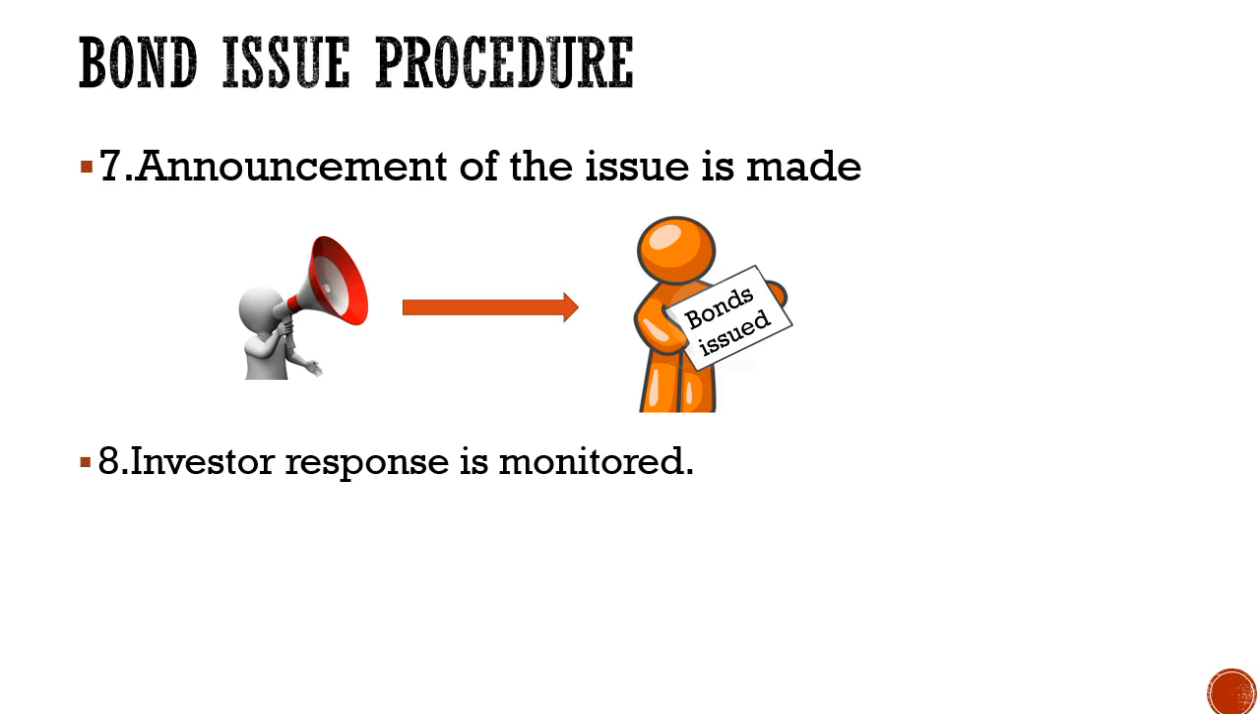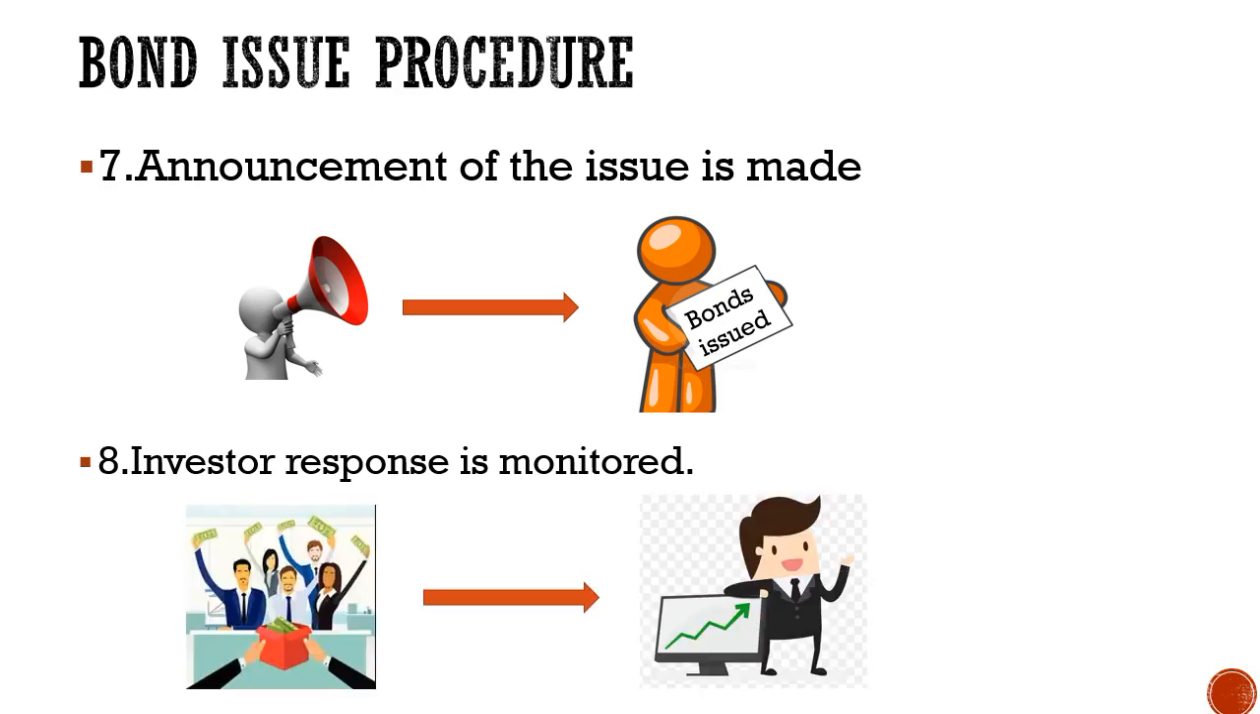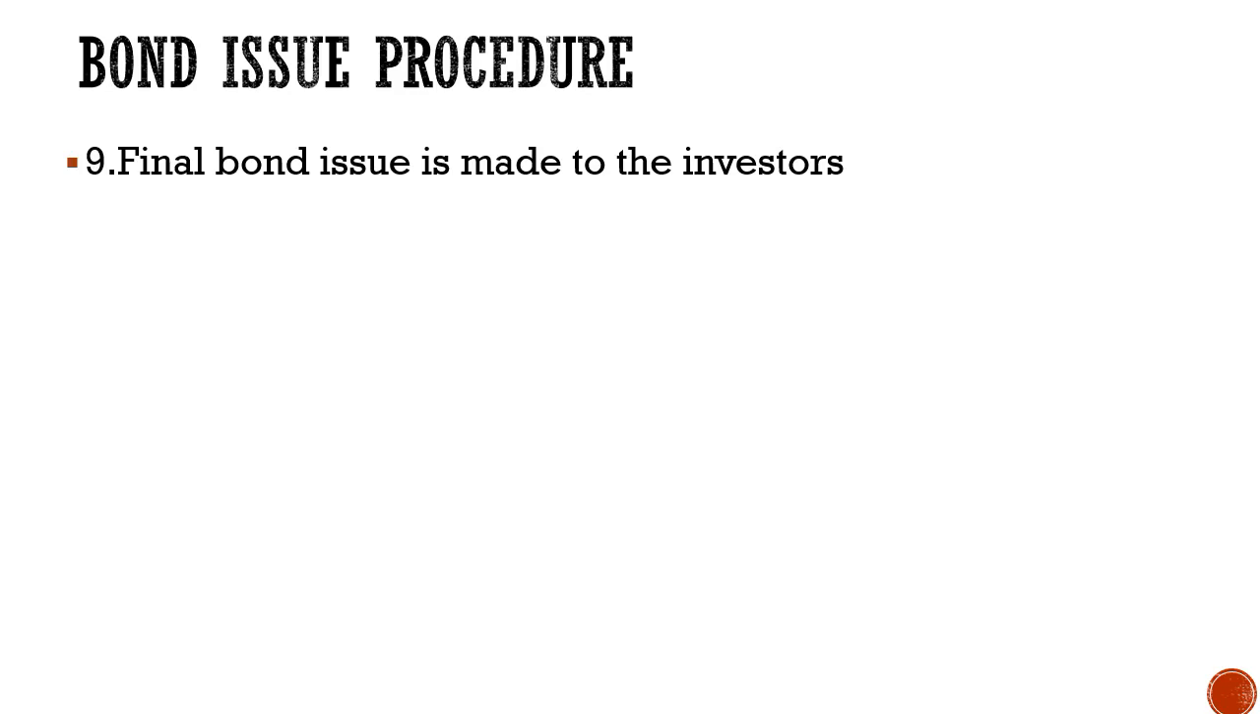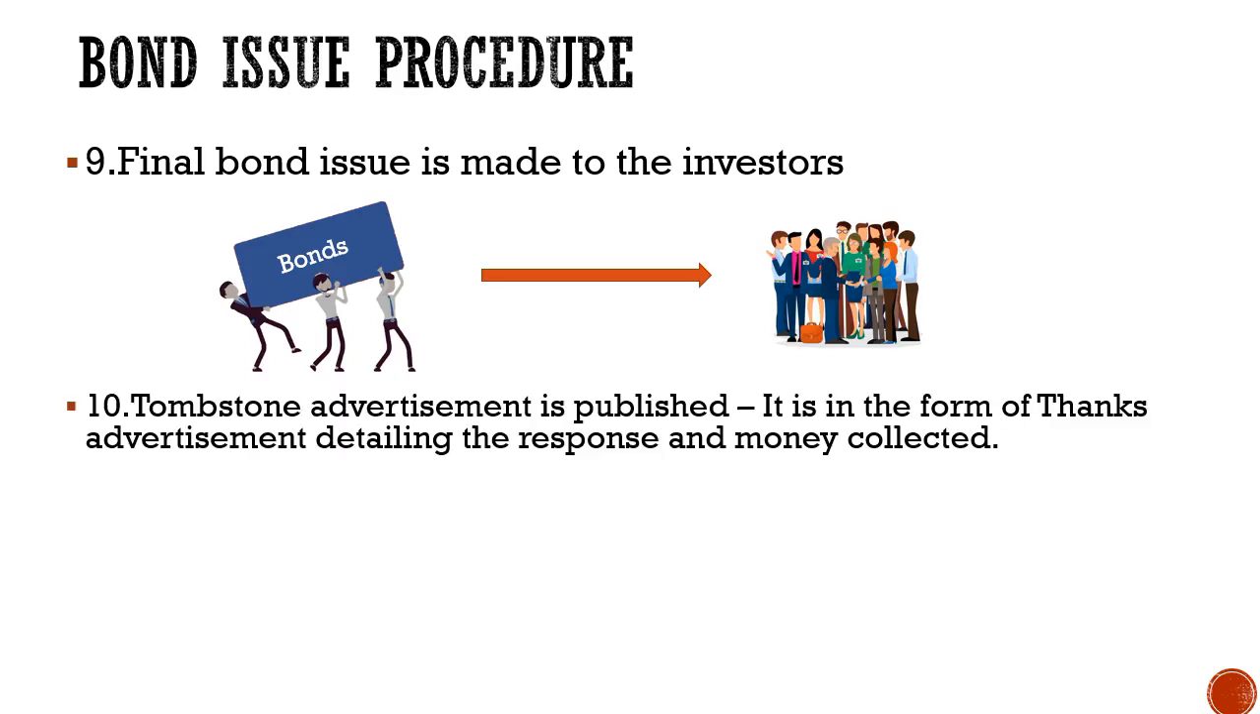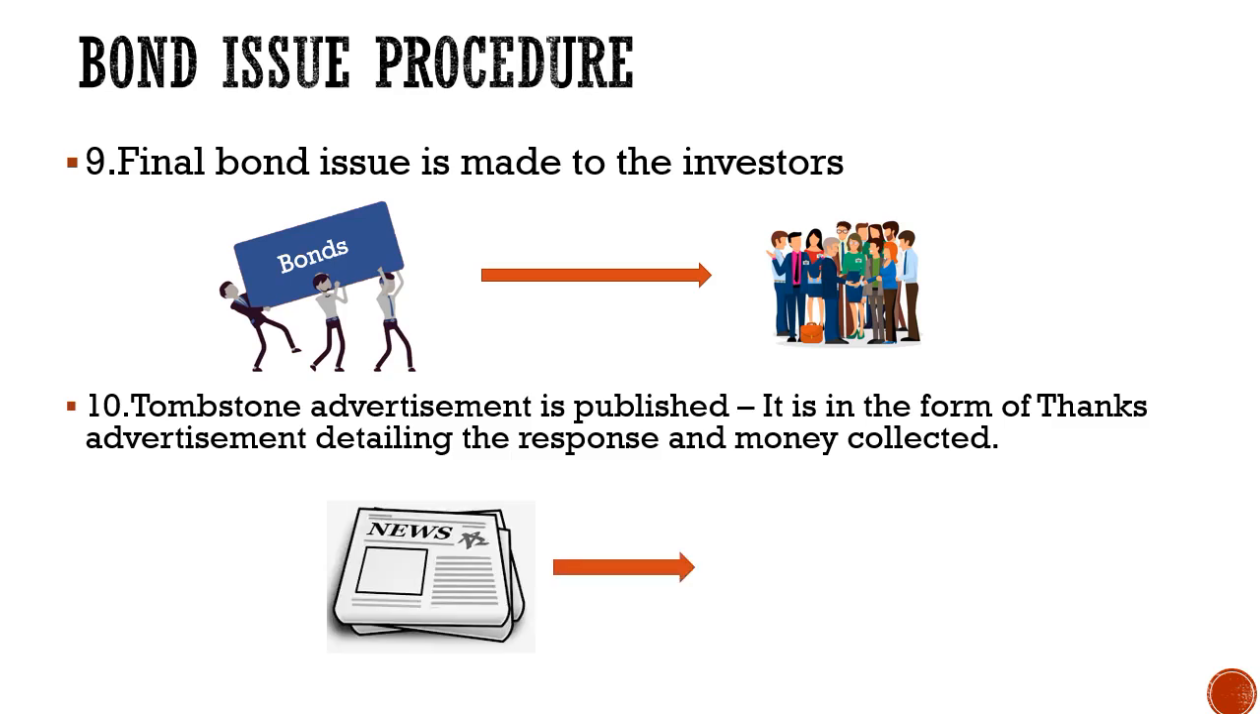Next, the investors' response is monitored. After the announcement of the issue, the company and the issue manager will monitor the responses of the investors. Next, after getting the response and the money from the investors, the final bond issue is made, and the bonds are actually issued to the investors. And lastly, a tombstone advertisement is published. It is basically in the form of a Times advertisement, detailing the response and money collected. So this was, in simple terms, the issuance procedure of bonds.